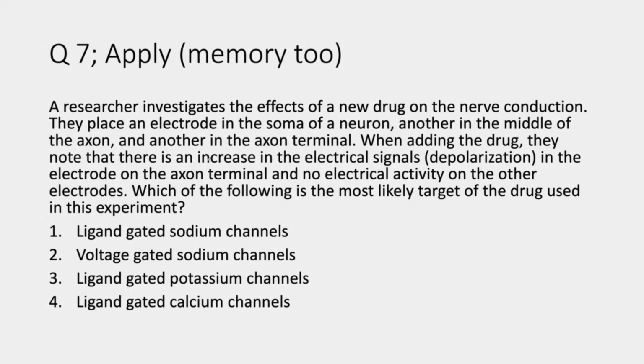As I said before, the most important difference in the channels that we have in the axon terminal is the presence of voltage-gated calcium channels. And I just realized that I made a mistake here, because there are no ligand-gated calcium channels there. It should say voltage-gated calcium channels. So if we have a drug that only stimulates the axonal end, because of this depolarization noticed there, and doesn't stimulate either the dendrites or the axon, we have to choose voltage-gated calcium channels as the correct option.